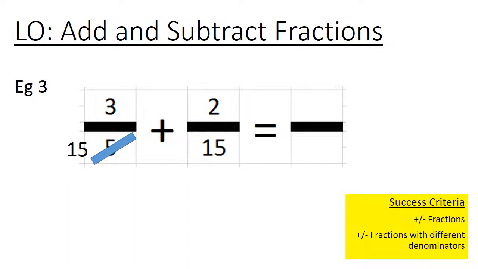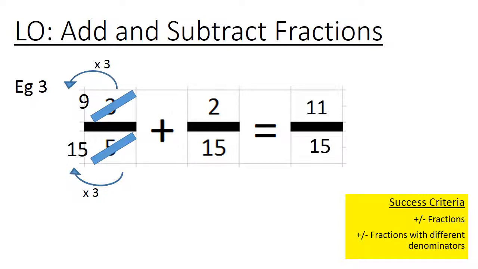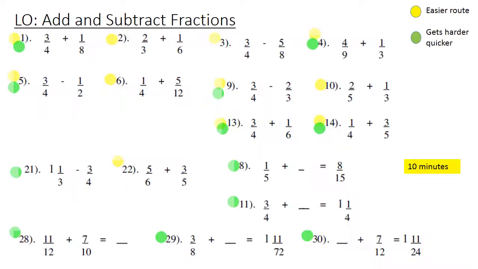But I need to ask myself, what have I times 5 by to make 15? Well, I've actually times it by 3. So if I've times the denominator by 3, I also need to times the numerator by 3 as well. So that now becomes 9. So 3/5 is the same as 9/15, just different numbers. So I'm now able to add the fractions together because they do have the same denominator. So 9 plus 2, well that's 11, and of course I still keep the denominators the same, so we have 11/15.